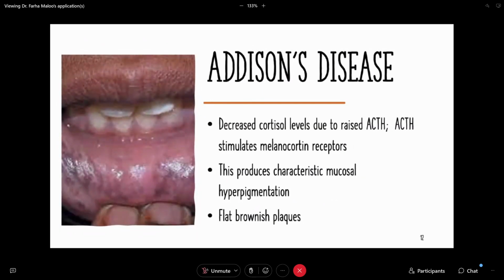Now we will be dealing with metabolic disorders or endocrine disorders. The first one is Addison's disease. Addison's disease is characterized by decreased cortisol levels. These decreased cortisol levels will in turn cause increased ACTH production. ACTH will stimulate the melanocortin receptors and increase melanin production. This produces the characteristic mucosal hyperpigmentation and flat brownish plaques on the mucosa of the lips as well as the buccal cavity.